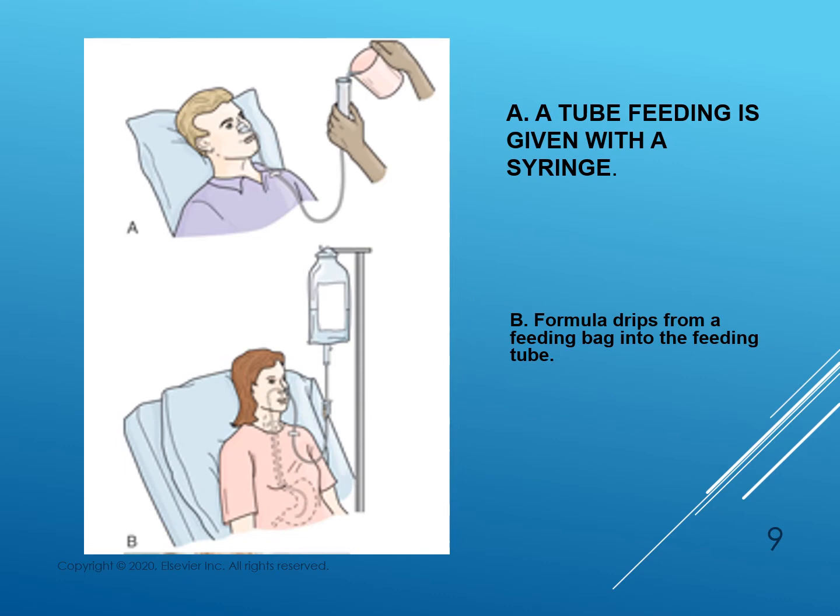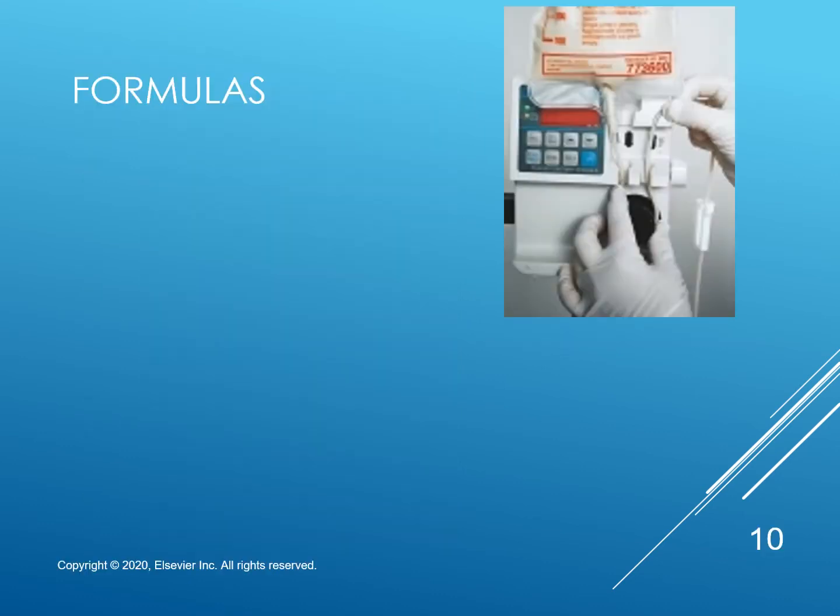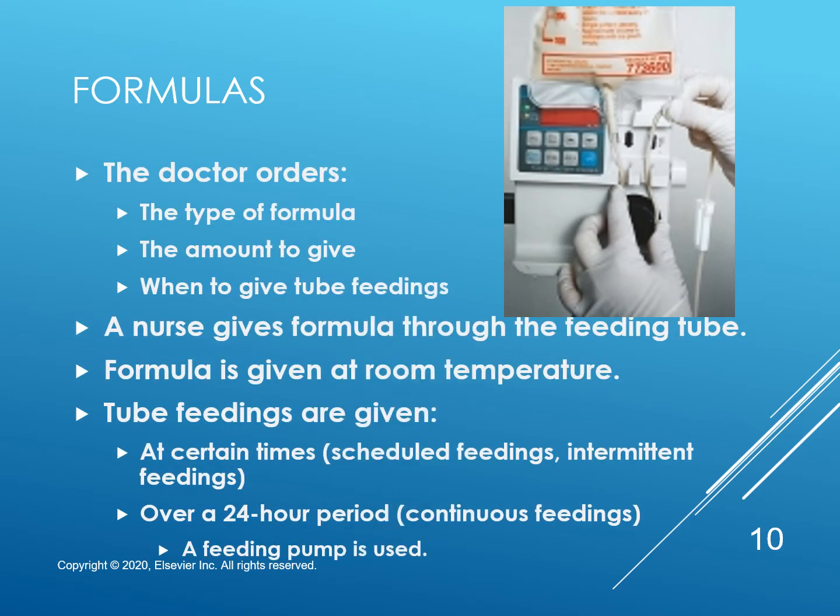So with formulas, the doctor orders the type of formula, the amount to give, and when to give tube feedings. A nurse gives formula through the feeding tube. Formula is given at room temperature. Tube feedings are given at certain times. Scheduled feedings, intermittent feedings, are over a 24-hour period. Continuous feedings are given by feeding pump.